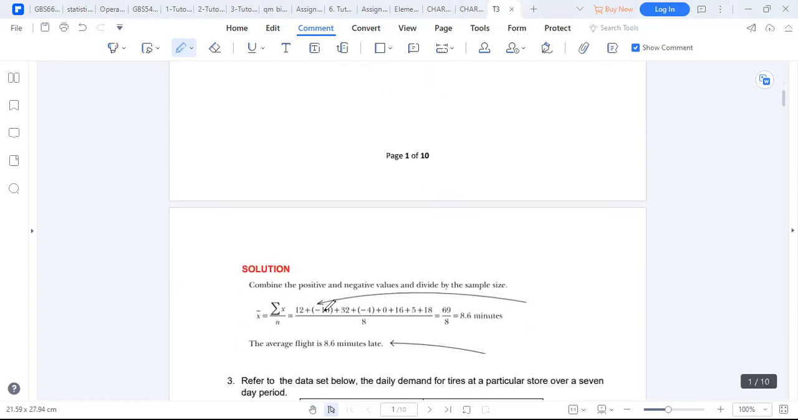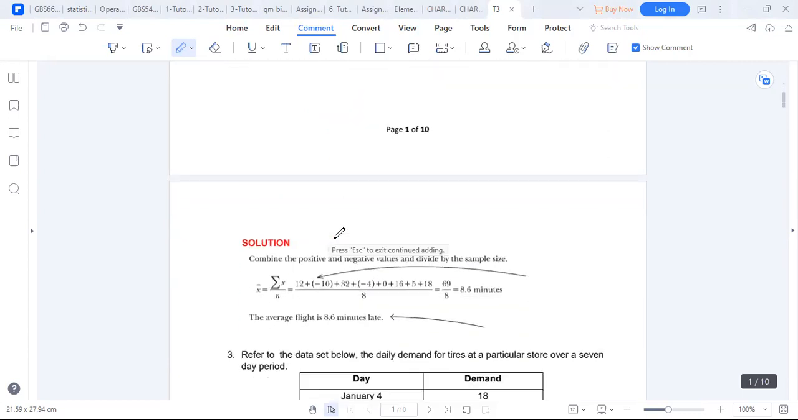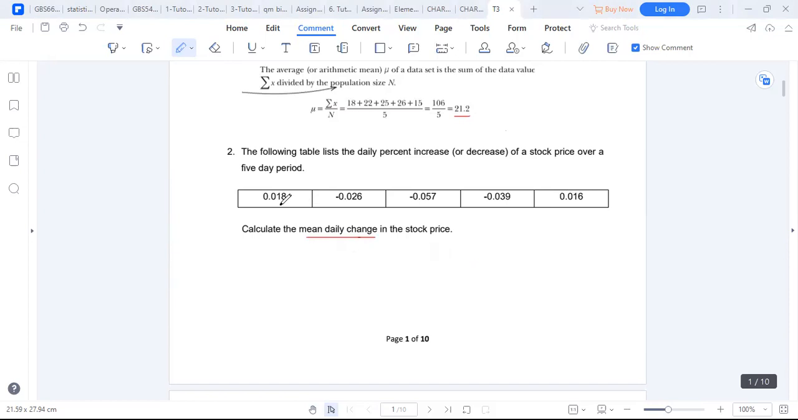So we're going to have 12. We're going to 0.018 plus negative 0.286 plus. So when we add these ones here, we divide by 5. So our mean is simply summation of x over n. So what do we get when we sum up that?